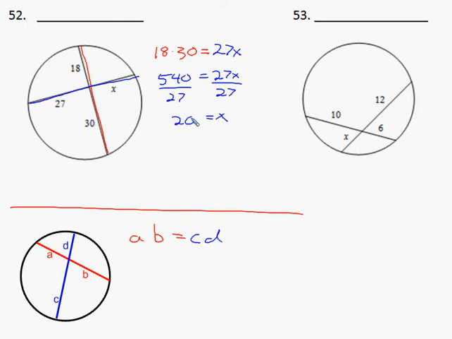The next one's very similar. This time we're dealing with some smaller numbers, but we have, here we'll say this is our blue one, so 12 times x is equal to these two multiplied times each other, 10 times 6, and so we have 12x equals 60. Dividing both sides by 12, in this case we get x is equal to 5. And that's all you do for that. You just take the product, so multiply the two parts of the chord, and it's equal to the other product.